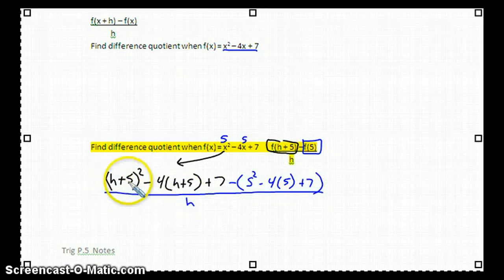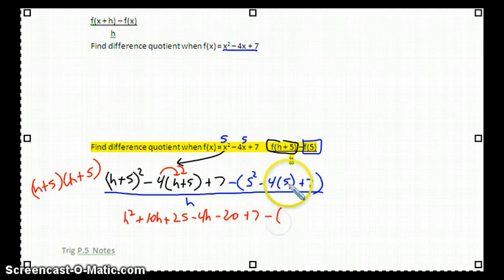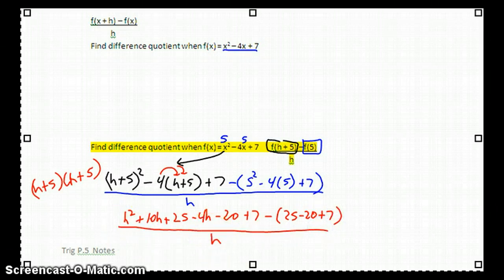So simplifying, you want to FOIL this again. So you're going to end up with an h squared. This is going to be a 5h, and another 5h makes 10h. And then 25. Use the distributive property. Add 7 and subtract this whole entire quantity here. 25 minus 20 plus 7. Again, this is all going to be divided by h.